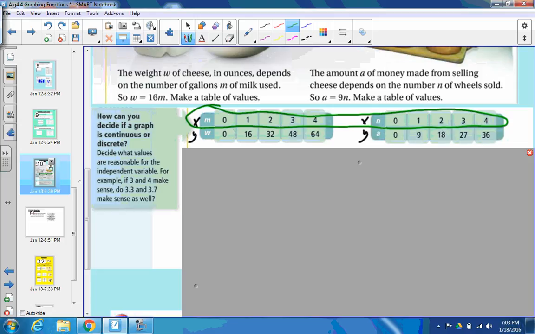Now let's look at the x one. The N, what we make for money based on number of wheels sold. So N would be the number of wheels of cheese sold.